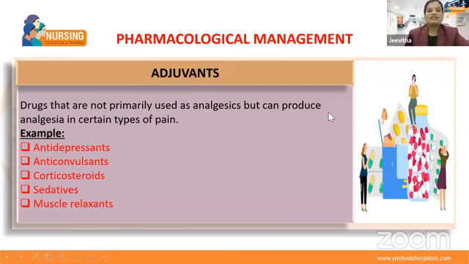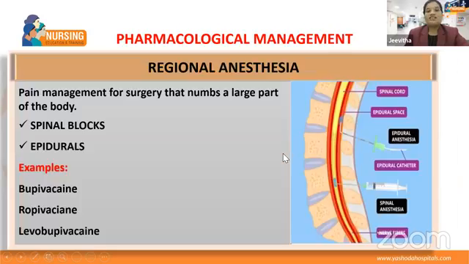Then adjuvants. As I said, the pharmacological management has been divided into three. Already we have seen the analgesics, which are classified into opiates and non-opiates. The adjuvants are the supportive treatment that you can use with the analgesics, like antidepressants and sedatives. Sometimes we may use muscle relaxants also to relieve the pain. Then last is regional anesthesia. This is also one type of anesthesia where a specific part of the body is made numb to perform surgeries.